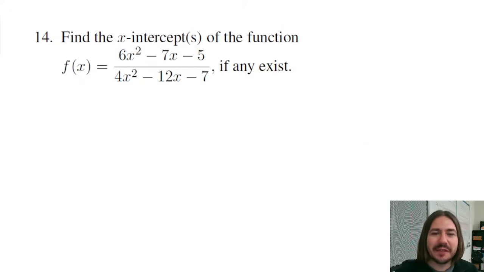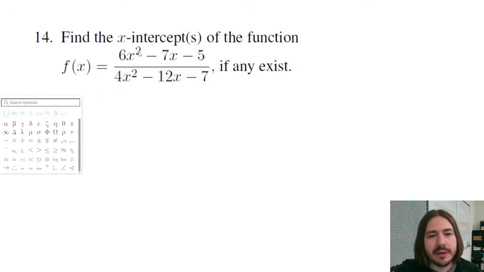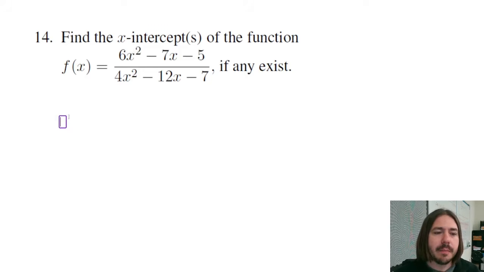Number 14 says find the x-intercepts of the function, and they give us this rational function, if any exist. So normally you would find the x-intercepts by just simply setting the numerator equal to 0 and then solving that equation. But if you have a hole in the equation, you might get a number that actually isn't an x-intercept. So we need to check for those holes, and we can do that by factoring both the numerator and the denominator and checking to see if there's any x value that also makes the denominator 0.